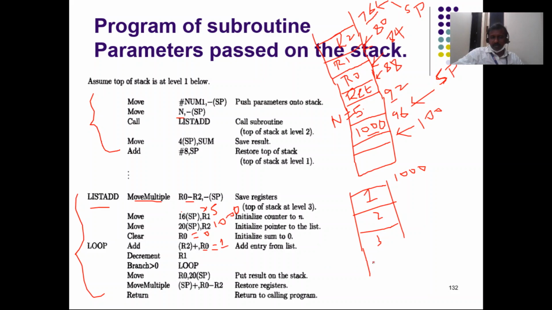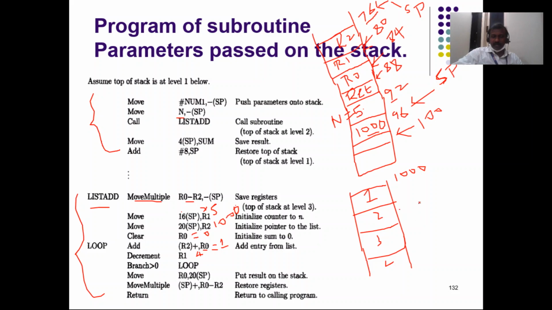Then decrement R1, which contains the count. Now R1 becomes 4. Check whether it is greater than 0: branch greater than 0, loop. Again repeat this. In the loop, R2 is post-incremented. Previously R2 was 1000, now it will be incremented to 1004.